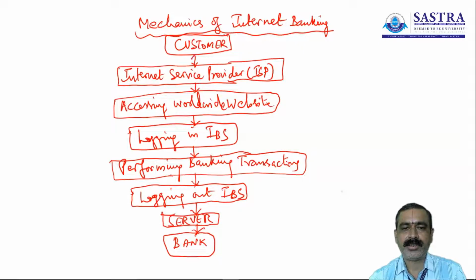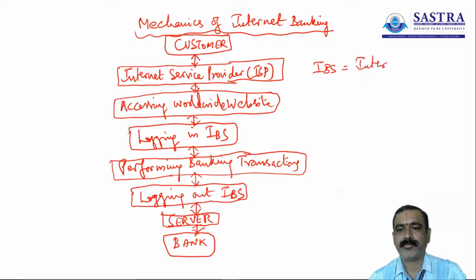So these services are reciprocal services, rendered by both the customer as well as the bank. One side customer to bank, other side bank to customer, right? I hope you have understood what is here in the mechanics. What is called IBS? Try to understand IBS. IBS is equal to Internet Banking Service.